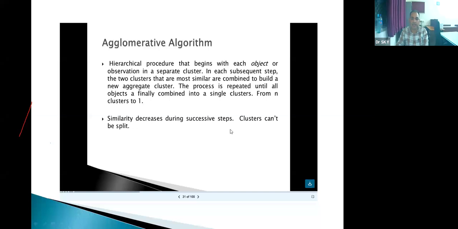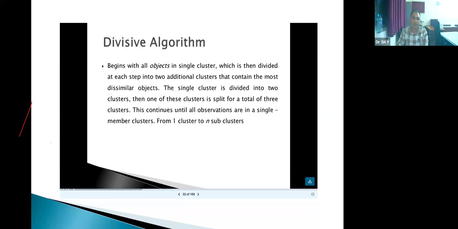So clusters cannot be split in the agglomerative algorithm. We split them only in the divisive algorithm. The divisive algorithm begins with all objects in a single cluster, which is then divided at each step into two additional clusters that contain the most dissimilar objects. The single cluster is divided into two clusters, then one of these clusters is split for a total of 3 clusters, and so on. This continues until all observations are in single-member clusters. So this method is from one cluster to n subclusters.